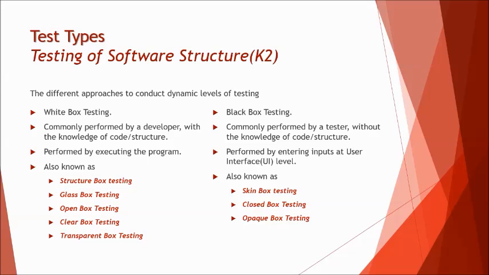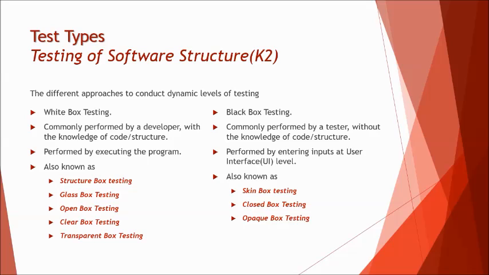So here the next topic is about the testing of software structures, which is again at K2, but let me make you understand what exactly this topic is all about. Here we are trying to understand the difference between the white box testing and the black box testing. Obviously, we have been practicing these levels for a long time. For those who are already experienced with manual testing, they must be knowing this. Whereas for those who are looking at it for the first time, white box testing and black box testing are two different approaches to conduct dynamic testing.